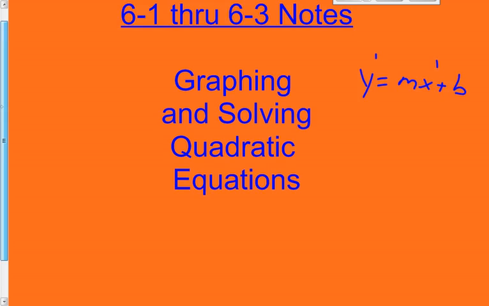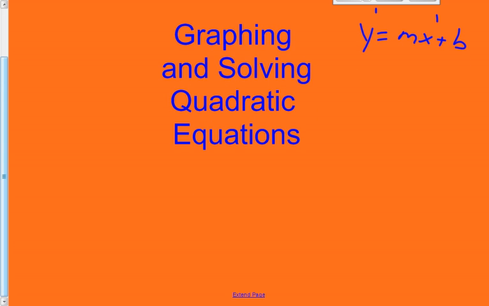With quadratics, our x variable is raised to a power of 2. So it's more like y equals ax squared plus bx plus c. That's standard form for our quadratics. But as you can see, our degree, or our highest power of x, is the number 2. It is x squared. So that's what this chapter is going to be on.